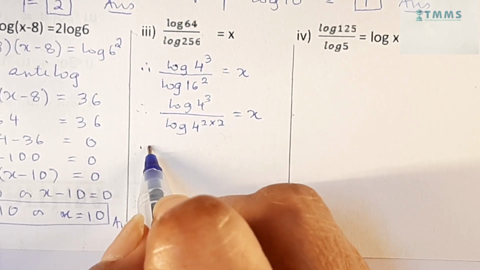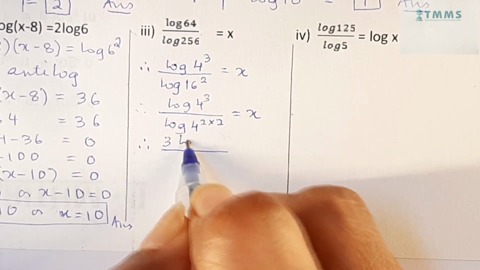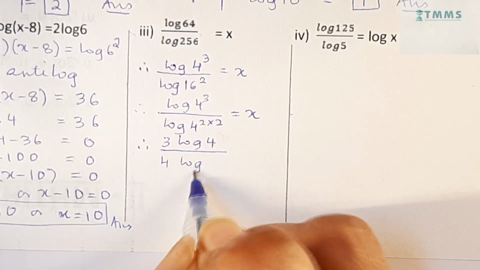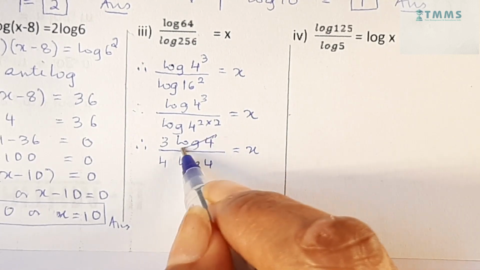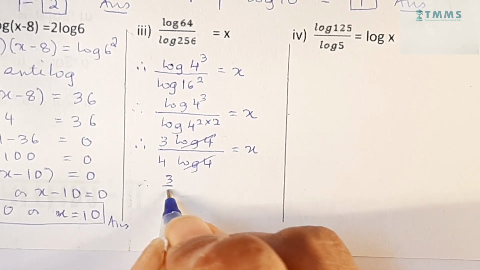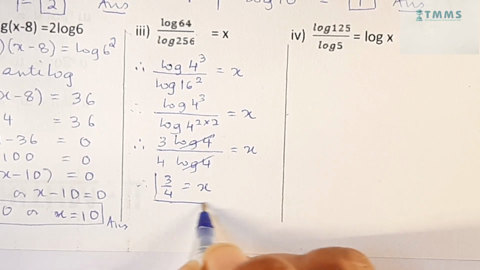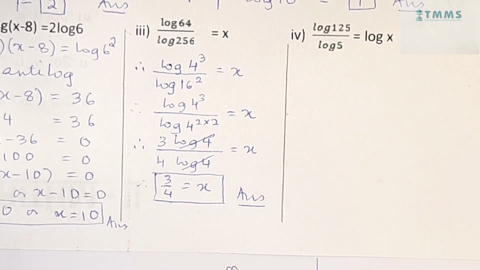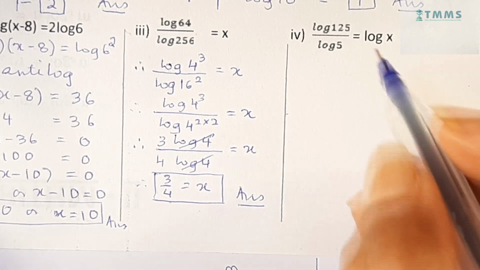Okay. Now we are going to use the power law. So this will become 3 log 4, and here it will be 4 log 4, and that's equal to x. Now can you see this log 4 and log 4 is getting cancelled, and therefore you have 3 upon 4 equal to x, and that becomes our answer. Was that good? Are we enjoying this? Are we understanding it?